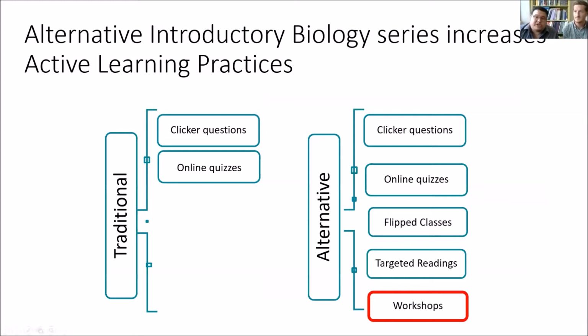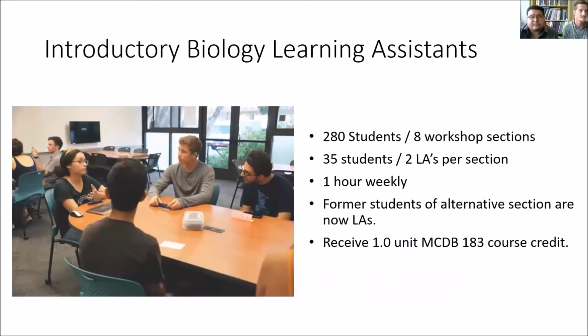One of the major components of this is the creation of this workshop. So in the alternative section, the students are required to go to essentially a discussion section where they work together in small groups of 4 to 6 people in order to solve problems that are related to the material that was covered in class. Most of the time this material addresses real-life problems that are based on the knowledge that they are acquiring in lecture.